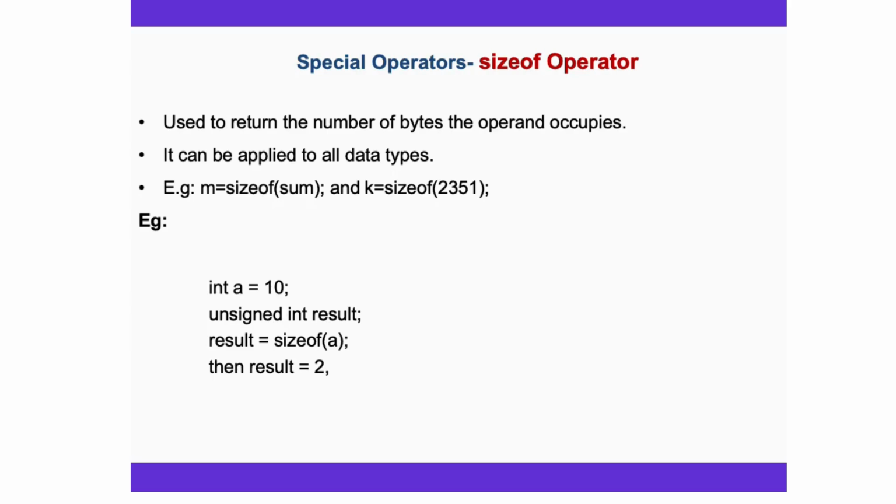Here is the example: integer a is equal to 10, unsigned int result. If we store the sizeof a value in result, then it produces the output as 2, because the size of int is 2. So the output is the result.